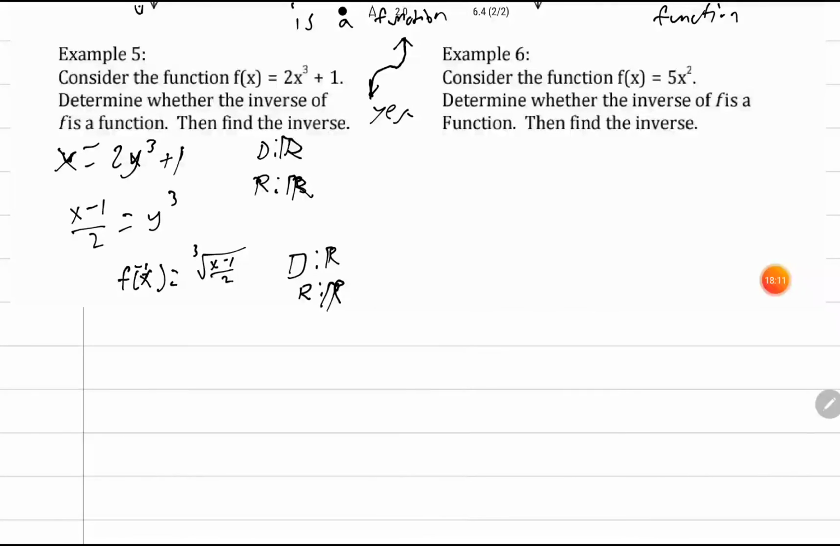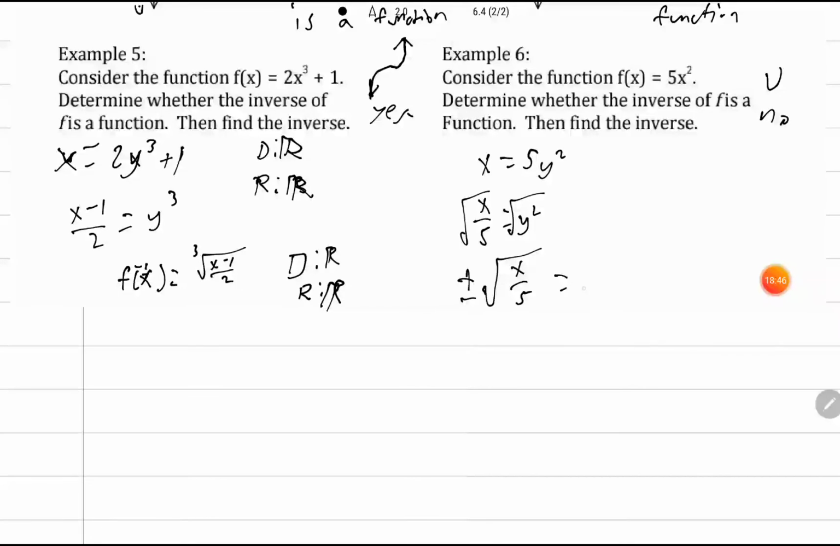Example 6, 5x squared. So we got a U shape, so no, it doesn't pass the inverse test. If we wanted to find the inverse, this is what would happen. Switch x with y. So I get x equals 5y squared. Divide by 5, so I get x over 5 equals y squared. And look what happens. I take the square root of both sides. That means plus or minus comes into play. Square root of x over 5. I could fix this up, but we're going to stop there.